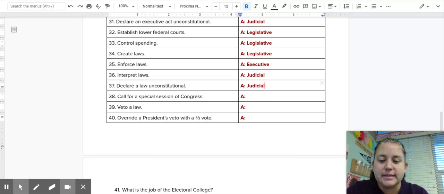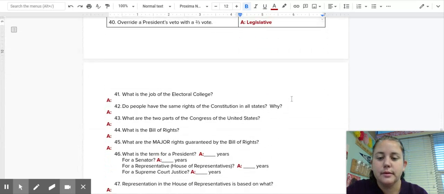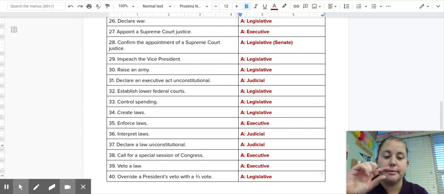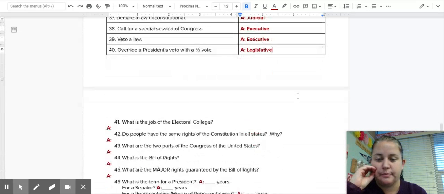Number 38, who can call for a special session of Congress? The executive branch can. Number 39, who can veto a law? The executive branch. And number 40, who can override a president's veto with a 2/3 vote? The legislative branch has the power to override the veto. Make sure that you study being able to match. What is the power of each branch?